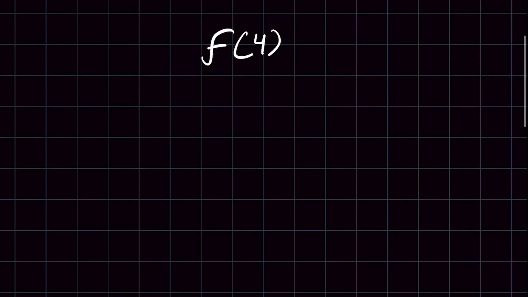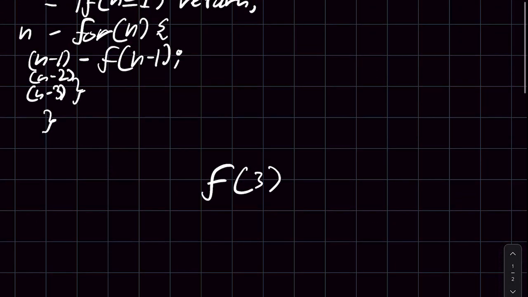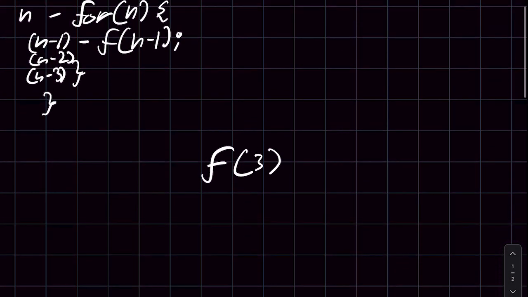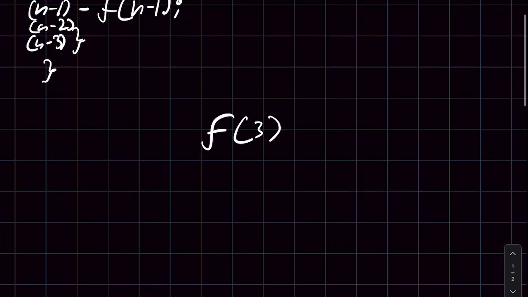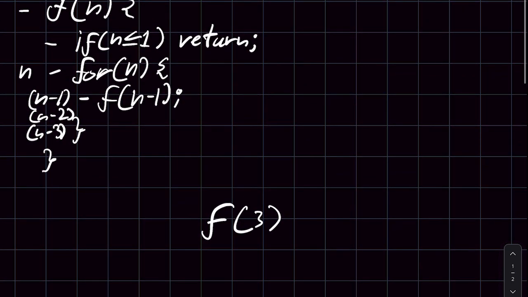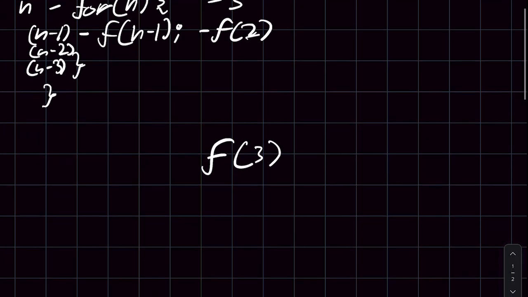So I'm going to do this vertically, actually. So let's say we have f of 4. Nope, we're going to do 3 because that is quite a lot of drawing. So f of 3. Well, it's not less than or equal to 1. This is going to call a for loop that's going to run 3 times and call f of 2. It's going to do that 3 times.